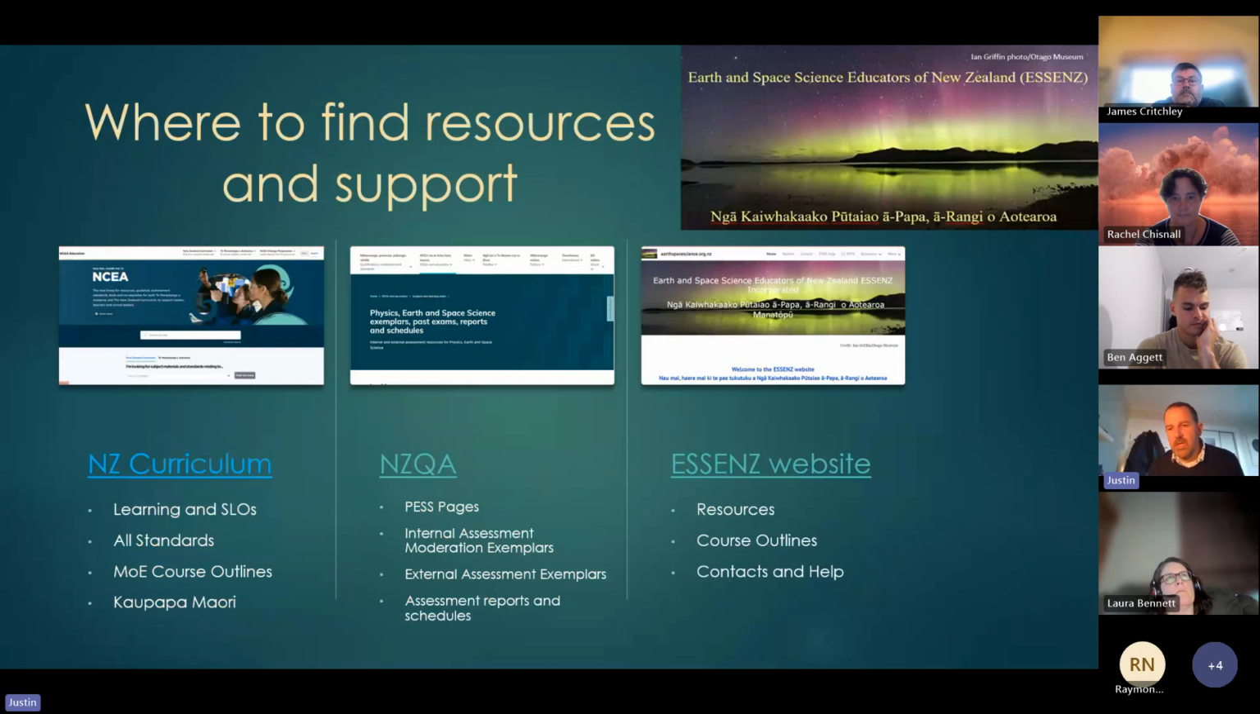It's got some Ministry of Education developed course outlines by subject specialists, and it's got the kaupapa Māori stuff as well. The NZQA page is getting more and more stuff on it. There are a couple of, I think there's 2 exemplars of student work with a commentary. There might even be an achievement and excellence for this one, which are really useful as well. And there's external assessment stuff there as well, and there's schedules and the assessment reports too. I think that's for the external.